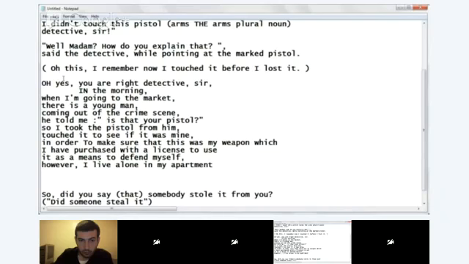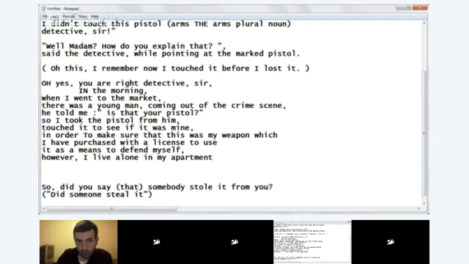Now, if you're speaking about the past, don't use the present continuous, I'm going. So you're speaking about the past here, aren't you? Yes, about the past. So you have to use the past simple, because present simple is not good now. So when I went to the market, there was a young man. Can you do it for me? And next one, coming out of the crime scene. Okay. He told me. Now, what do you think about this line? I think this one has a little problem. Can you see a problem here? He said to me.